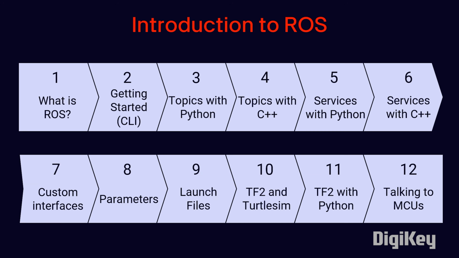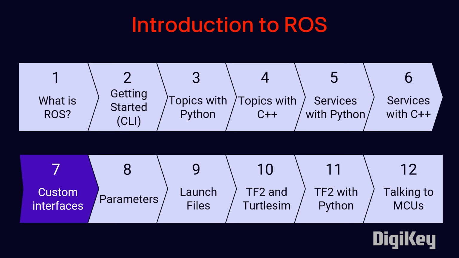In the previous episodes, we built our own nodes that acted as publishers and subscribers to topics, as well as clients and servers that responded to service requests. We did this both in Python and C++. In this episode, we will build on those examples by defining custom interfaces. You will see how to define a message interface for topics, as well as a service interface. We'll modify the publisher, subscriber, client, and server examples to use these new interfaces.